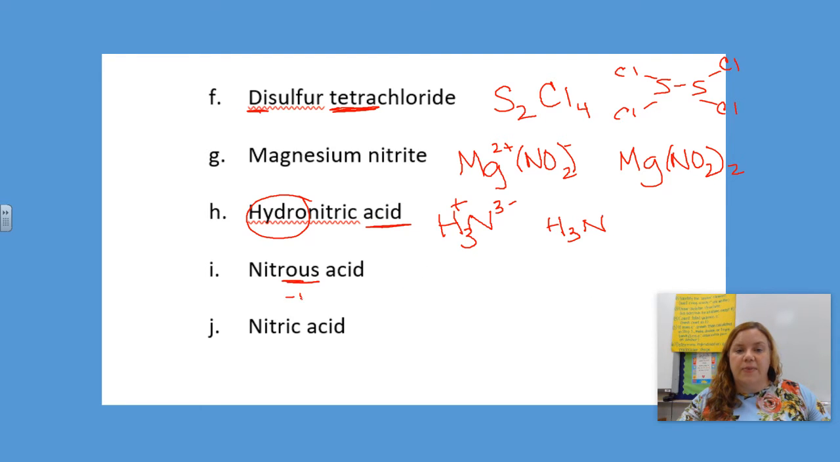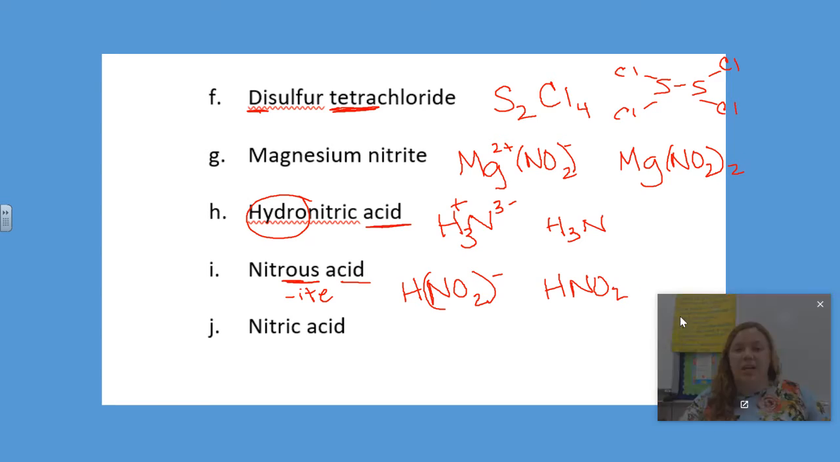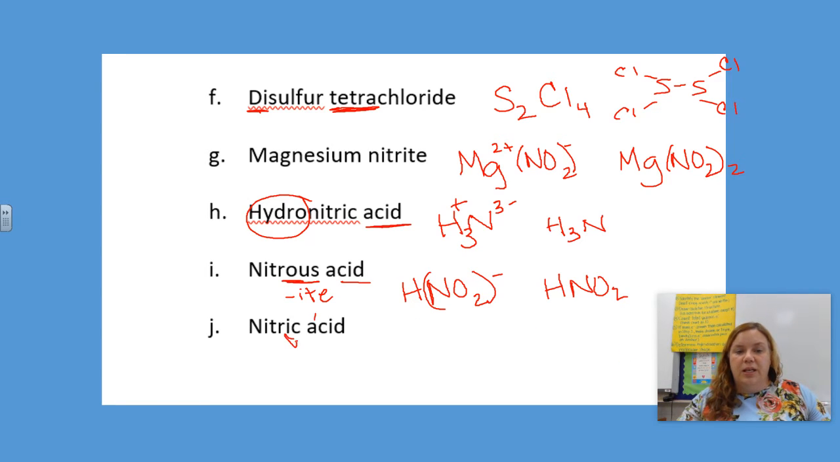Nitrous acid comes from -ite, and so we know it's an acid, so it's an H. We want to look up nitrite, which is NO2, and it has a -1 charge. So hydrogen having a +1 charge, we can just have HNO2. Nitric acid comes from -ate. We know it's an acid. Then we write our nitrate, and nitrate has a -1 charge, hydrogen a +1, so we have HNO3.